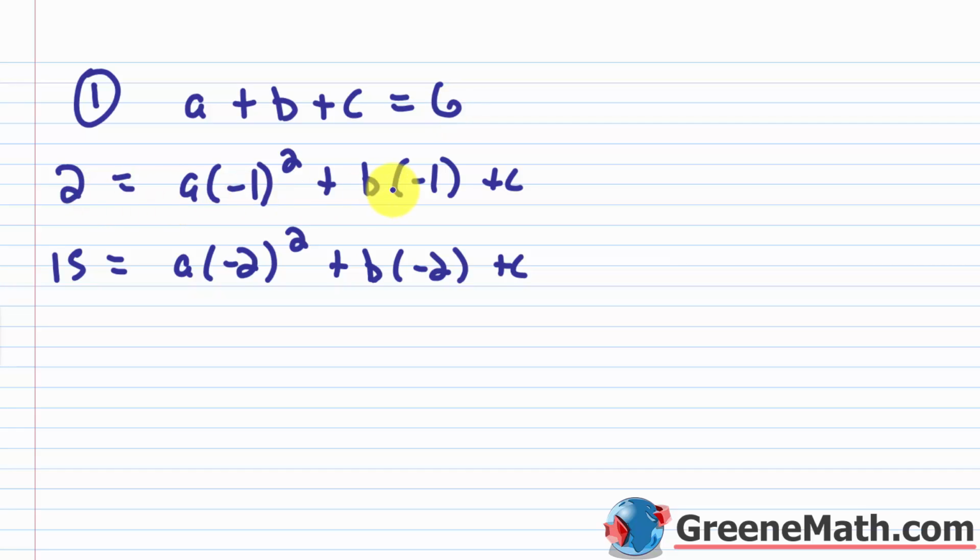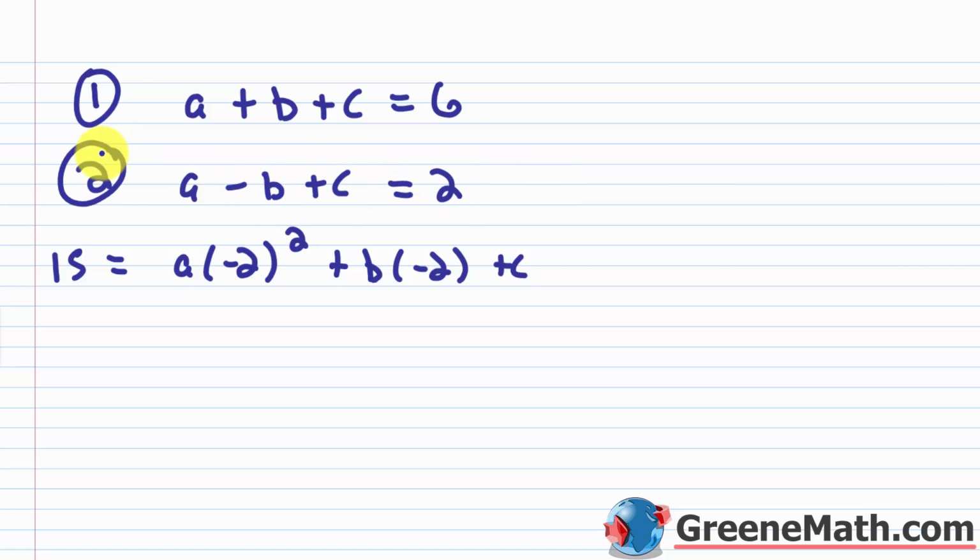All right, for this second one, -1 squared is 1. 1 times a is just itself. -1 times b would just be minus b, and then you have plus c. And of course you have this 2 over here, so let me move that over here. We'll say that a minus b plus c is equal to 2. So this will be my equation 2.